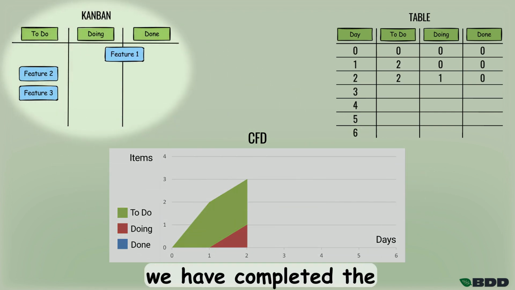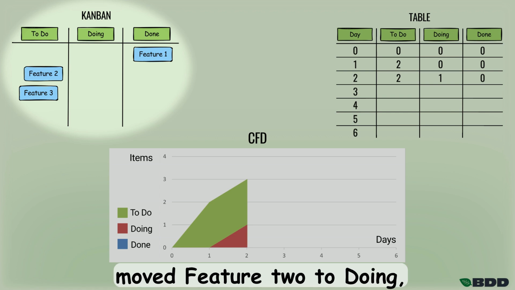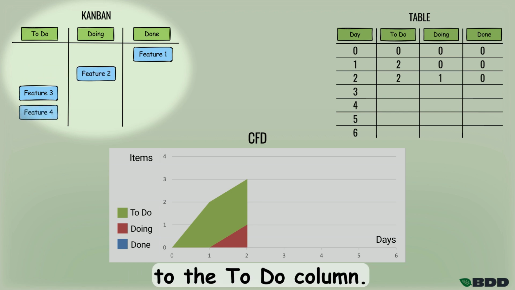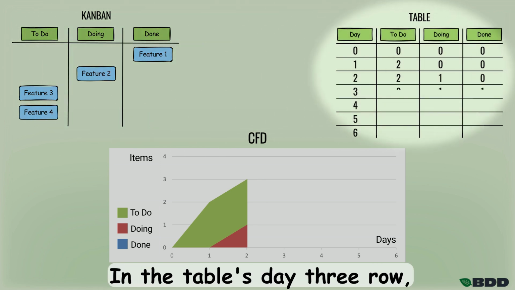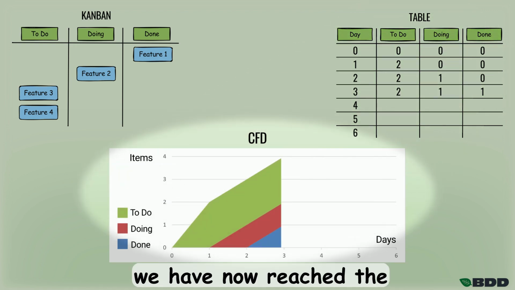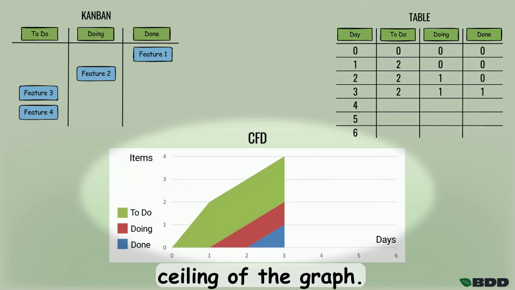In the Kanban, we have completed the first feature, moved feature 2 to doing and added the last feature to the to-do column. In the table's day 3 row, there are no zeros. With the blue area of the CFD, we have now reached the ceiling of the graph.